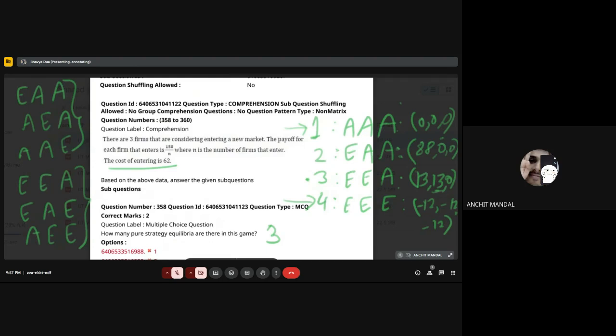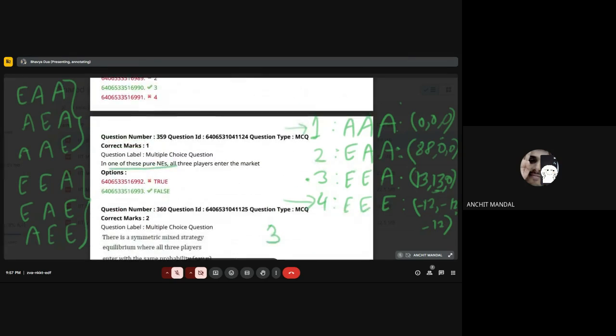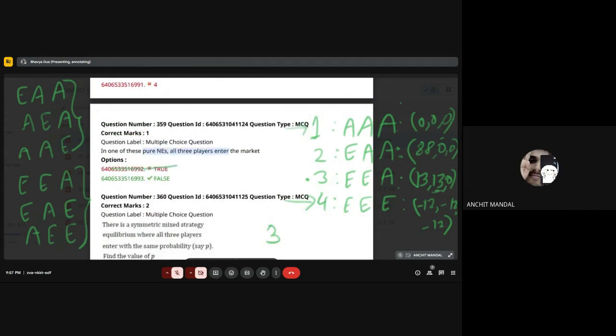Okay, moving on. In one of these pure Nash equilibriums, all 3 players enter the market. False, obviously, because there is no way in which all 3 will enter the market, because as we know, when all 3 enter, the payoff is minus 12, minus 12, minus 12, not desirable for any of them. So 13, 13, 0 is the equilibrium point, and that is the one they will consider as a winning strategy.